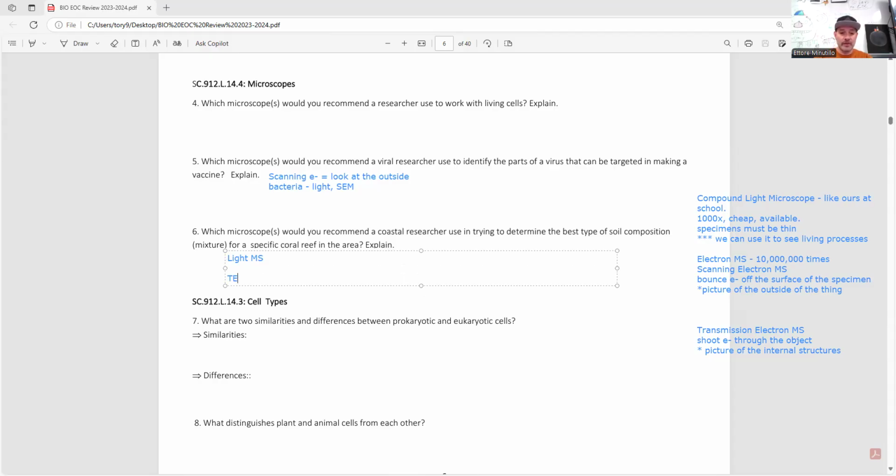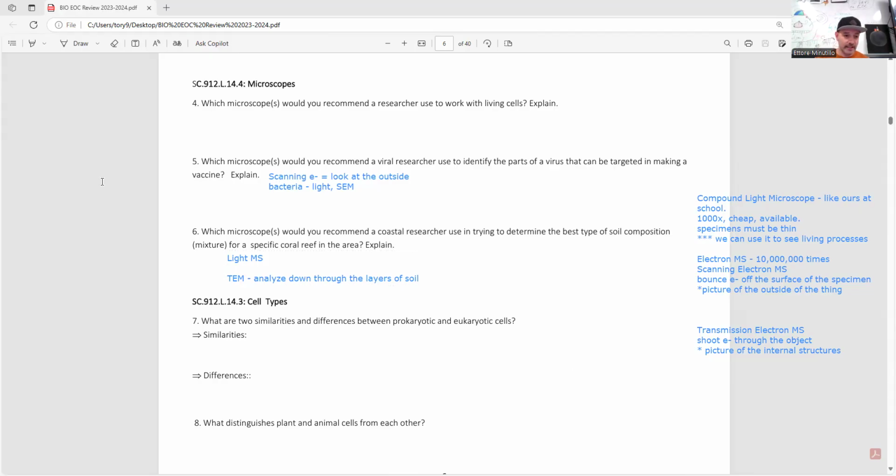And on this one, we'd also bring in our transmission electron microscope. That's going to help us, actually, I'm not going to use the word scan, analyze down through the layers of the soil. We're not just looking at the top, we're looking at the entire mixture of it. So making sure that we know what's at the different levels would be important and useful here, as well as analyzing some of the specific components using our light microscope. So those two would probably be our best choice for number 6.